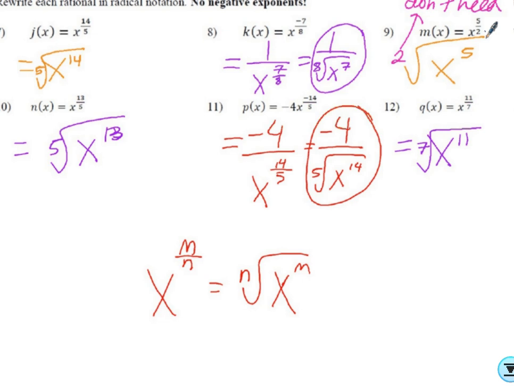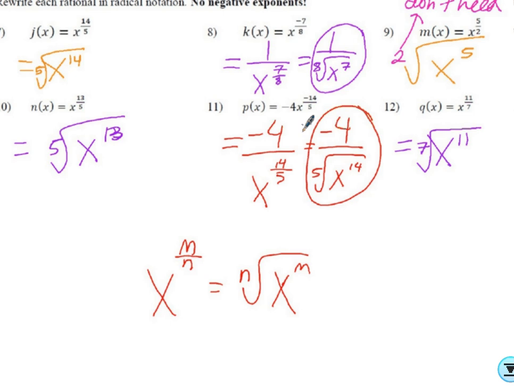For the next one, x to the 5/2, you can do the square root with the 2 of x to the 5th, but the 2 is not necessary. If there is no number there, it is known that it is a 2, but it's not wrong. It's okay either way. Number 10, similar to number 7, 5th root of x to the 13th.